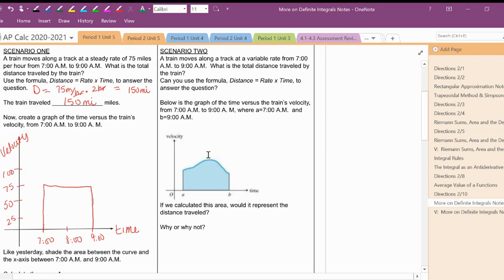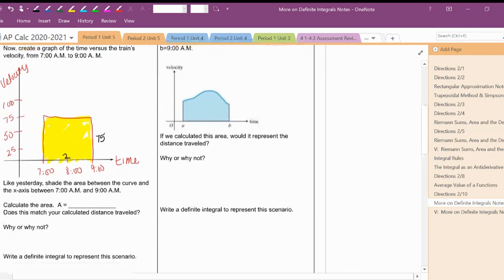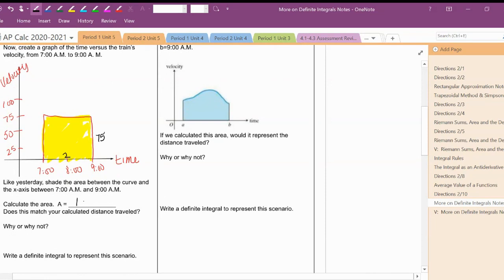Now, if we use our area model, we would have our 75 times our 2, and our area would be 150. And so this 150 does match our original calculation. And why did this happen? Because the velocity is constant, not variable.